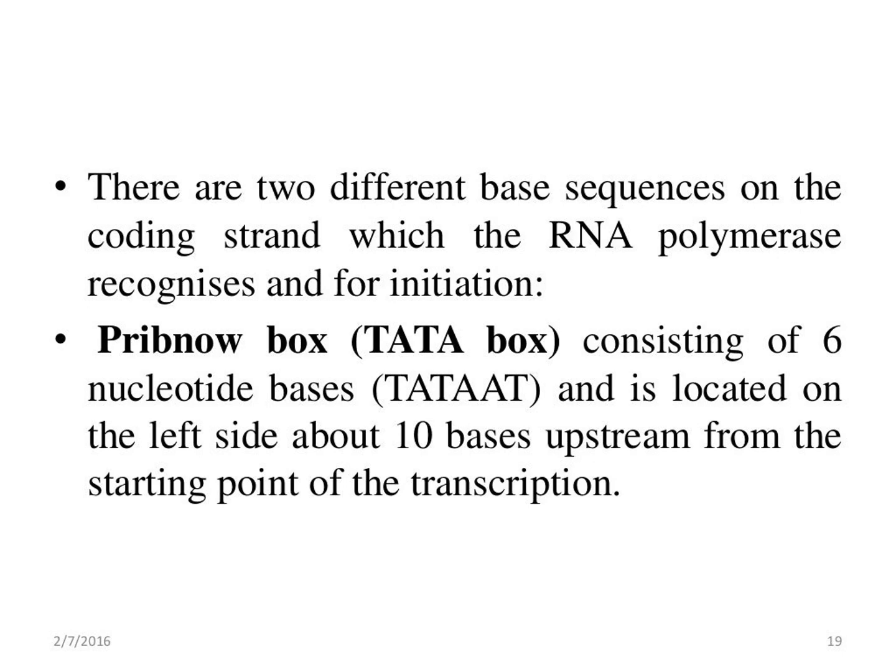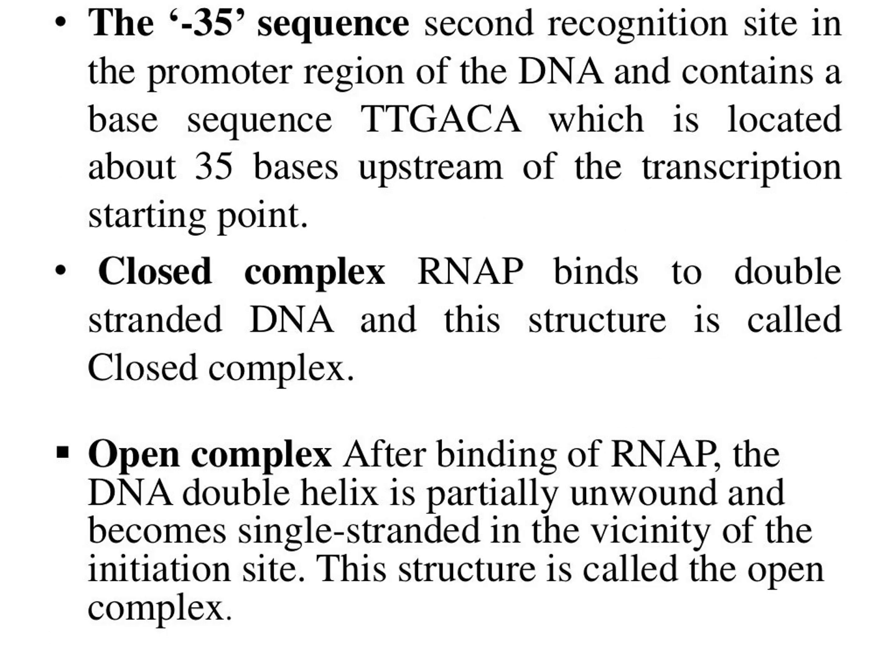Actually, this is located on the left side, about 10 bases upstream from the starting point of the transcription. I already told you, right? This is present near the transcribing gene on the left side. So you have to calculate in negative numbers, -1, -2, like that. Another one is the -35 sequence. This is the second recognition site in the promoter region of the DNA. It contains the base sequence TTGACA, which is located about 35 bases upstream of the transcription starting point.